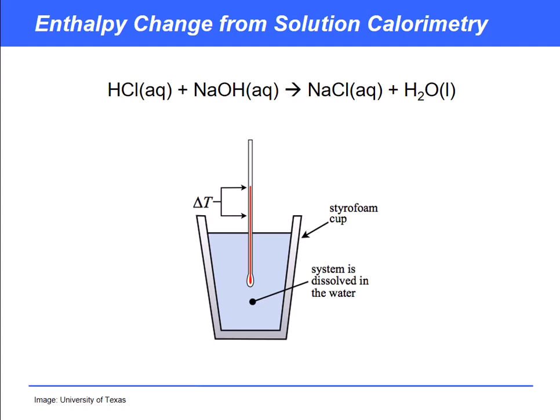Some enthalpy changes are relatively easy to measure. This neutralization reaction between hydrochloric acid and sodium hydroxide can be followed by a method called solution calorimetry, which we've covered earlier in the topic. The essence of this method is that we take the chemicals which are dissolved in water, we mix them in a polystyrene cup as shown here, and we measure the temperature change on a thermometer.